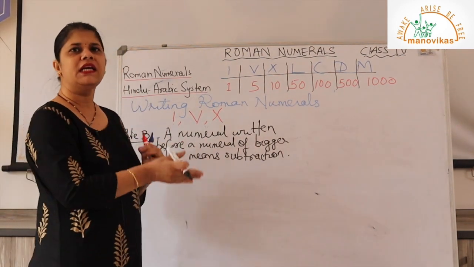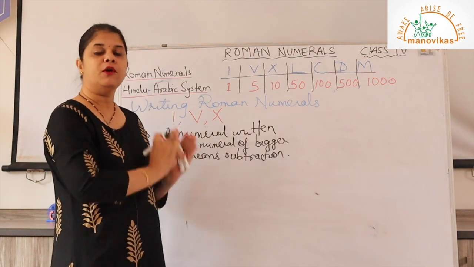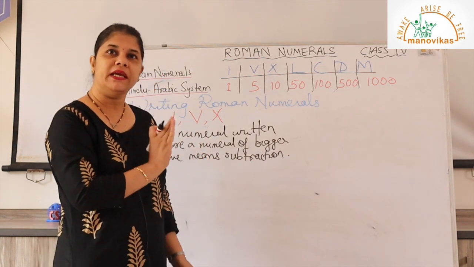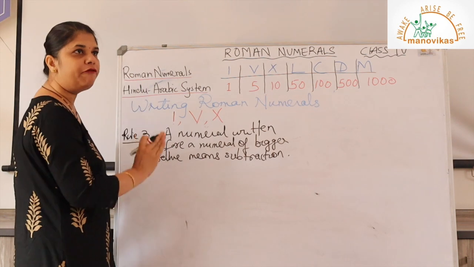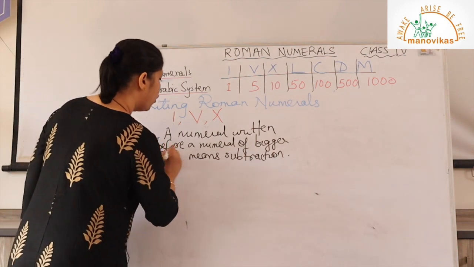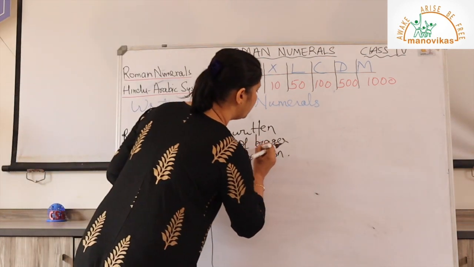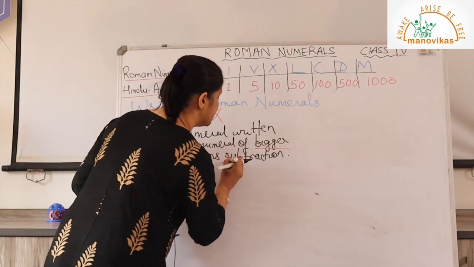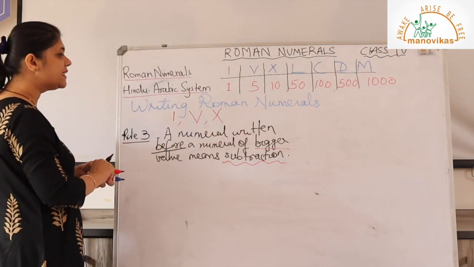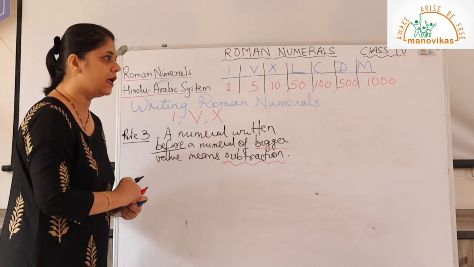Now look at the next rule, rule number 3. If a numeral is written before the numeral of bigger value, it means subtraction. So if I write a numeral before a numeral of bigger value, what does it mean, children? It means subtraction. Now we will see this with the help of some examples.